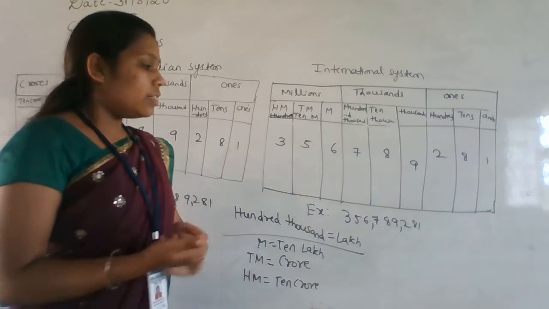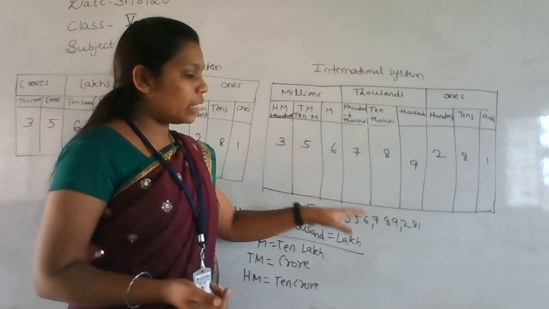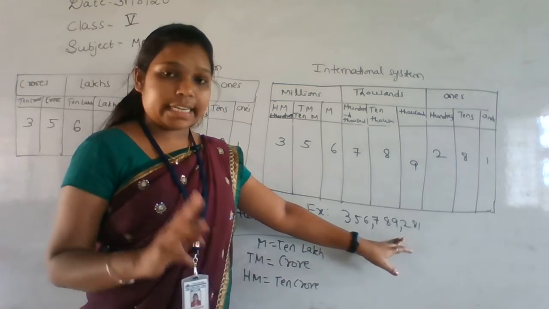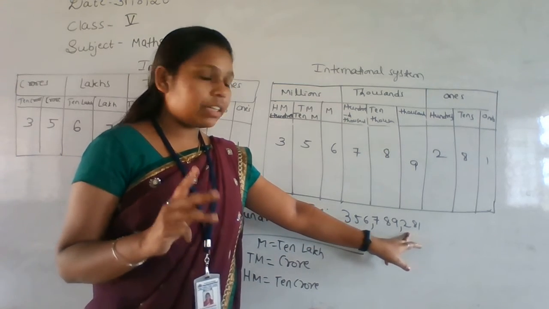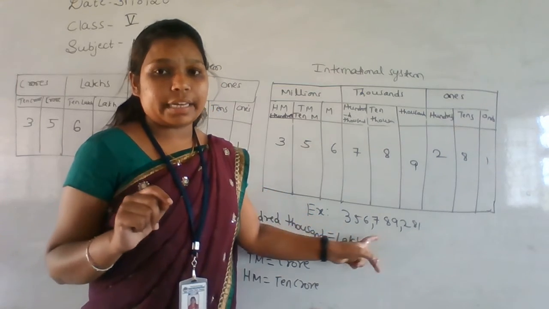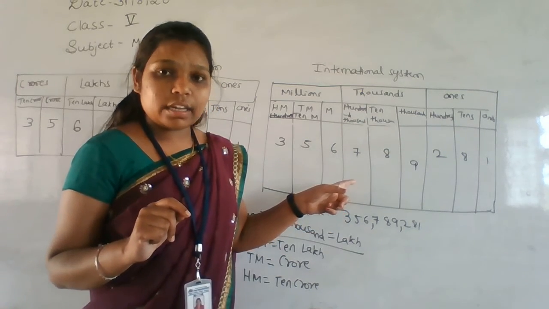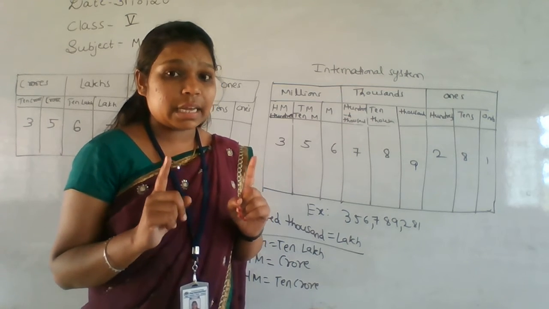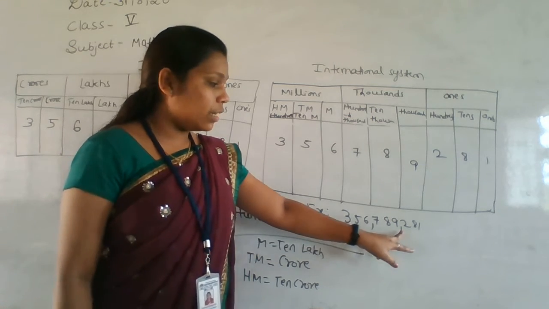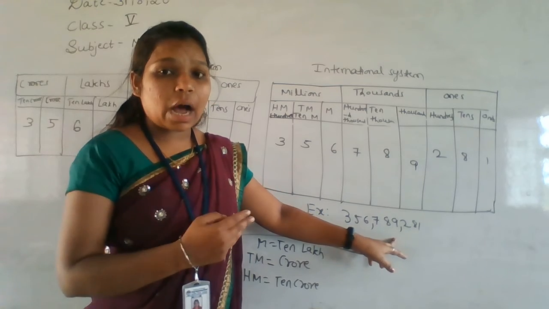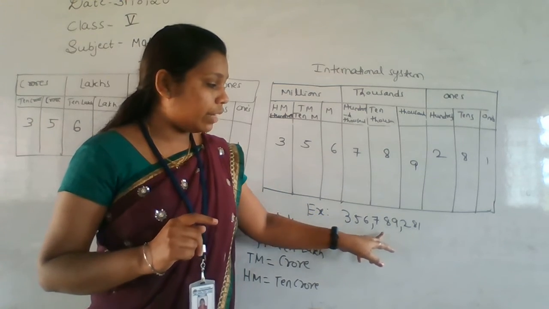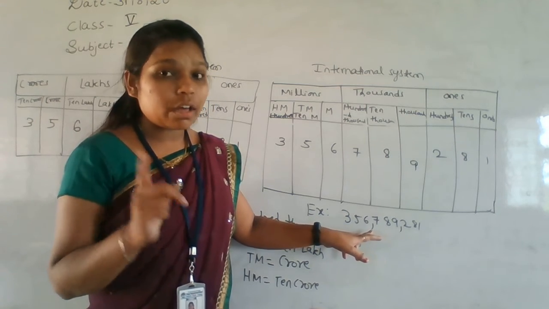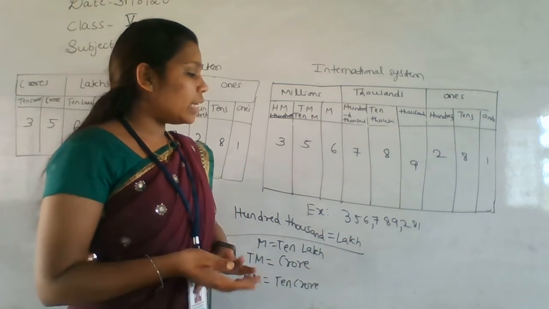And how to read? See here, in the international system of numeration, we have to put the comma after every 3 digits. There will be a difference between the Indian as well as the international system. Please keep it in your mind. So after 3 digits we have to put the comma, for every 3 numbers, in the international system of numeration. Okay. How to read this number?